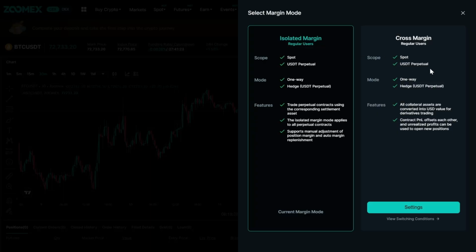In cross margin, your entire account balance is shared across your positions, so trades can support each other but also risk more of your funds. In isolated margin, you only risk the amount you put into that trade, so your losses are limited to that position. A quick note for Zoomex: your trading account is shared between spot and futures, so trading on cross margin means your entire account balance is used to support your positions.